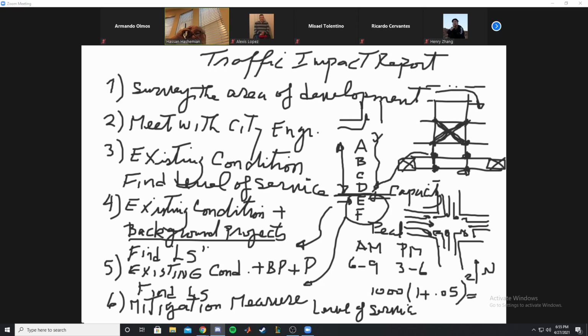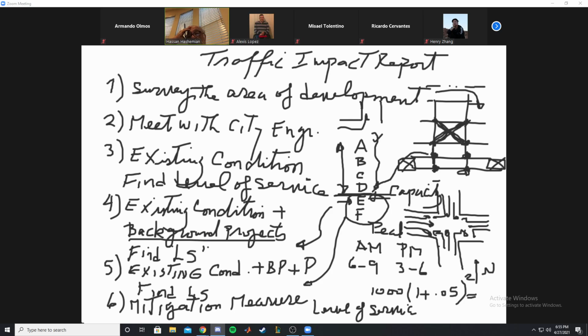And if you're a consultant, you have to write the traffic impact report to make the developer happy, and in the meantime, meet the requirement of the city. So after you do all that, it goes to the planning commission. When the city engineer approves the report, it goes to the planning commission for that city. And the planning commission has to approve your project in order to get you a permit to build.